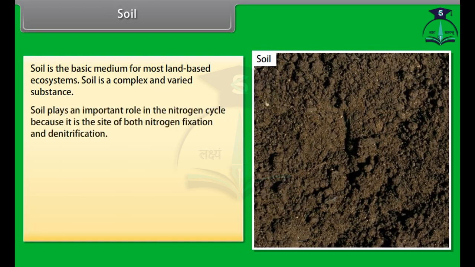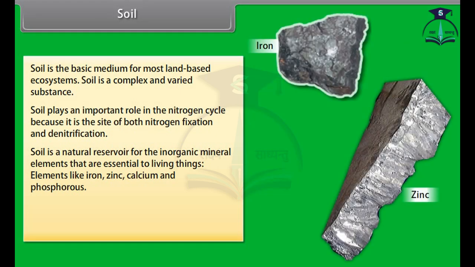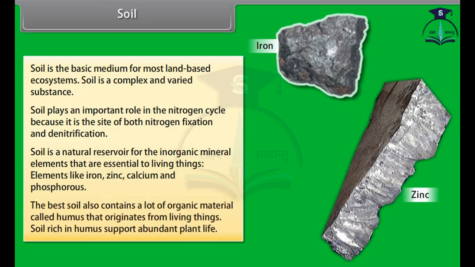Soil plays an important role in the nitrogen cycle because it is the site of both nitrogen fixation and denitrification. Soil is a natural reservoir for the inorganic mineral elements that are essential to living things. Elements like iron, zinc, calcium, and phosphorus. The best soil also contains a lot of organic material called humus that originates from living things. Soil rich in humus support abundant plant life.